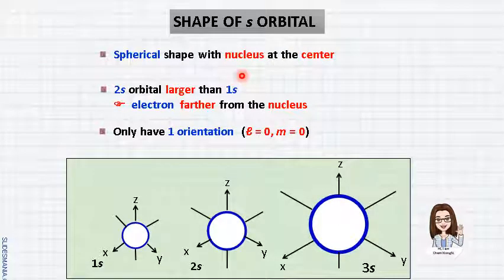So let's look at the details for the s orbital. It has a spherical shape with the nucleus at the center. The 2s orbital is larger than 1s. This is what we know because when n is larger, the size is bigger and the energy is higher, as the electron is farther from the nucleus. It has only one orientation, L equal to 0, M equal to 0.